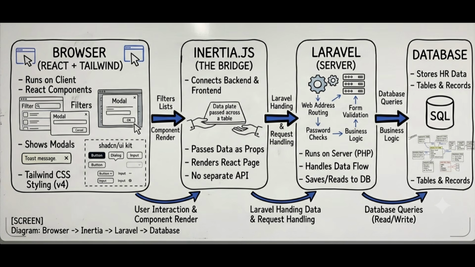And fourth, Tailwind CSS. Tailwind is how we style everything. Instead of a separate style sheet, we write small utility class names right in our markup. Things like rounded XL for rounded corners or text muted foreground for soft gray text. We are on Tailwind version 4, the latest. On top of Tailwind, we use a component kit called shadcn/ui, which gives us nicely styled buttons, dialogs, and inputs out of the box.